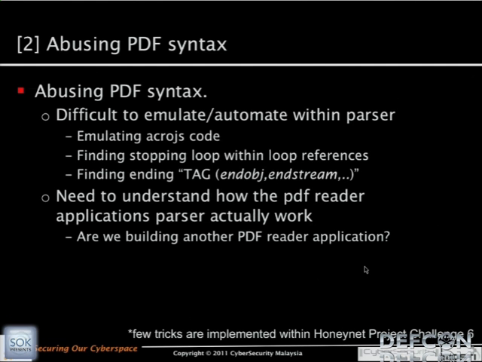Okay, so another thing is, like I mentioned, the problem with this is that it's difficult to emulate or automate within the parser. Something like I mentioned earlier: emulating AcroJS code, finding the stopping loop, and finding the ending tag for things like endobj and endstream. And of course, you need to understand how the PDF reader application's parser actually works. But then, are we building another PDF reader application?